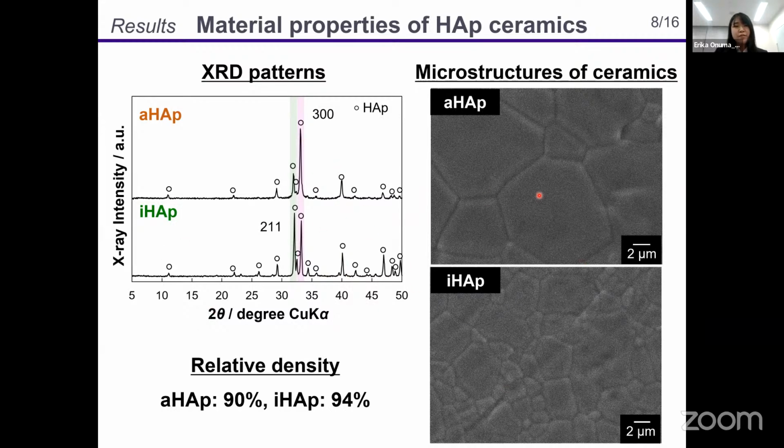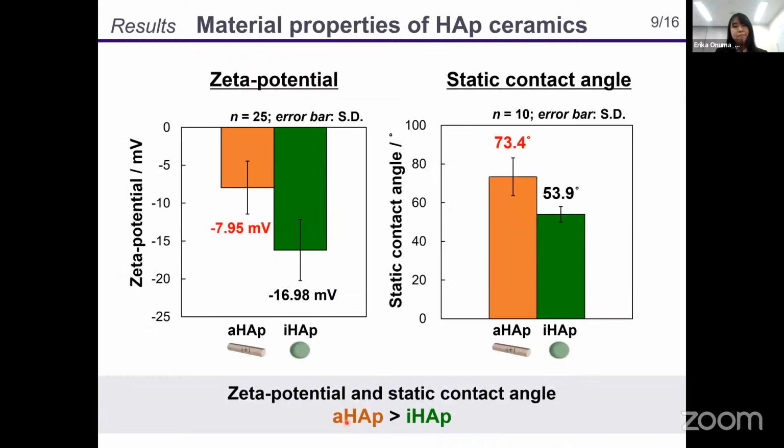Then, the right figure shows microstructure of ceramic surfaces observed by SEM. The two ceramics had few pores and were dense ceramics. These results agree with the relative density. And the zeta potential and contact angle of the resulting ceramic surfaces were both significantly higher for AHAP ceramics, orange color, compared to IHAP ceramics, green color.